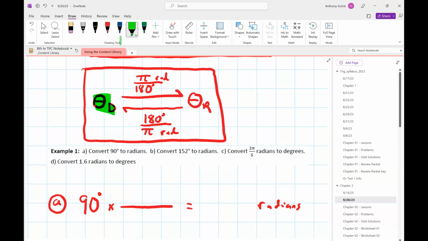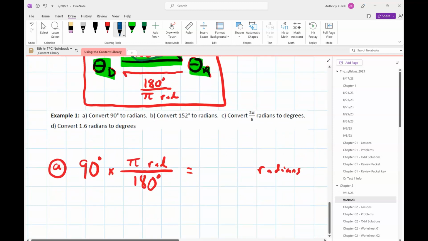Well, I'm starting here at an angle in degrees, and I want to go to an angle in radians. So what conversion factor do I need? Pi over 180. So when I multiply these, the units cancel, degrees cancels with degrees, and we're left with only radians. So I know I have an answer in radians, right?